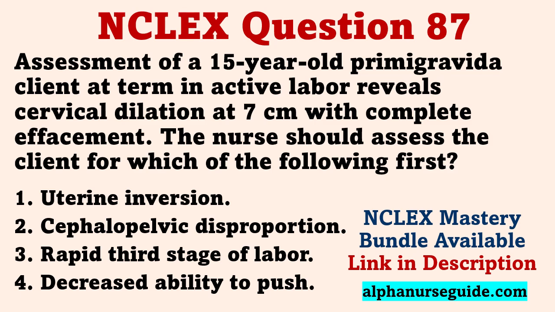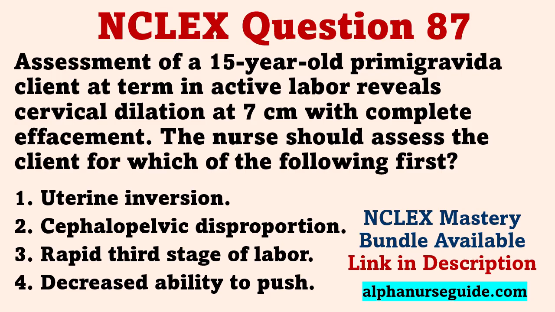Assessment of a 15-year-old prima gravida client at term and in active labor reveals cervical dilation at 7 centimeters with complete effacement. The nurse should assess the client for which of the following first? 1. Uterine inversion. 2. Cephalopelvic disproportion. 3. Rapid third stage of labor. 4. Decreased ability to push.